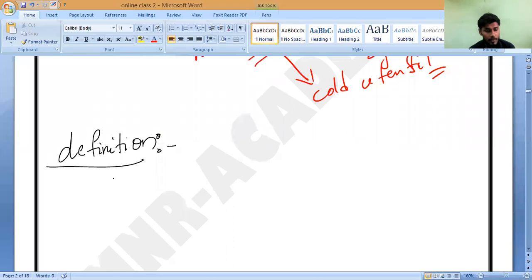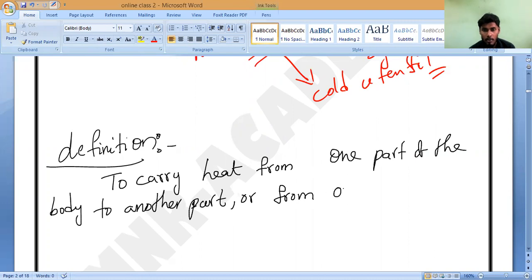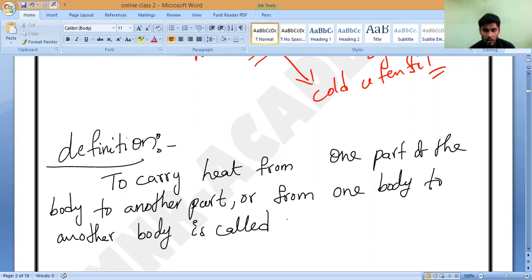Please write: to carry heat from one part of the body to another part of the body, or from one body to another body, is called transfer of heat.